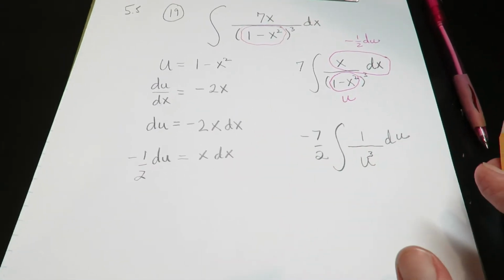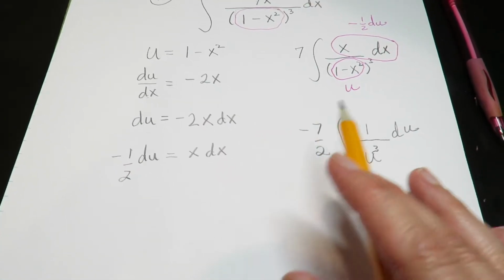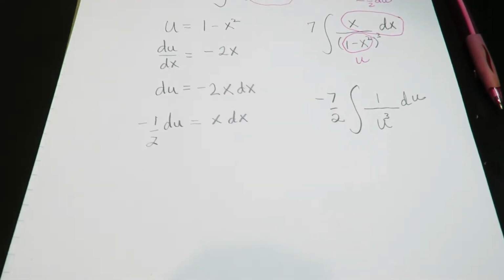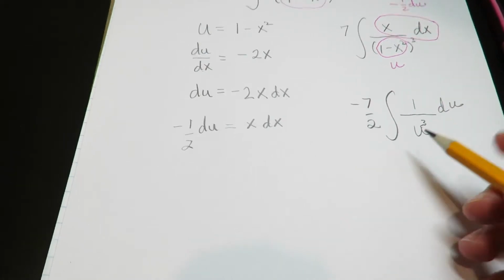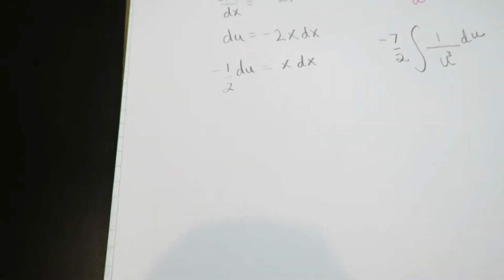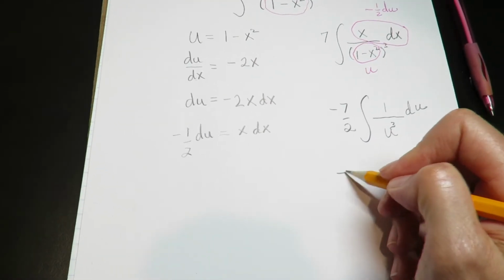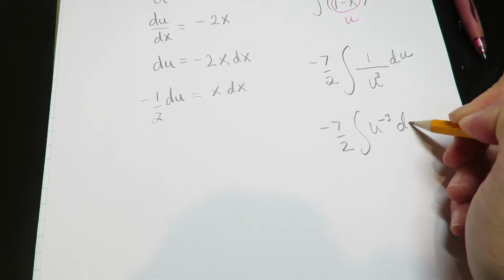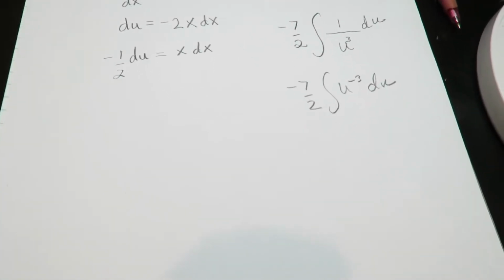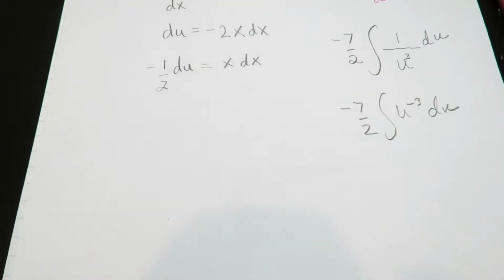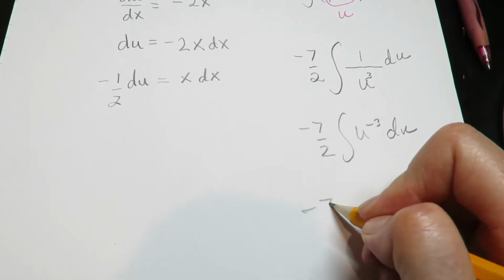Now don't forget at the very end, when you get everything in terms of u, sorry, I have a little annoying fly here. Don't forget that when you get everything in terms of u, you still have to integrate. So I'm going to rewrite this as negative 7/2 u to the negative 3 du. Remember, when you use the power rule for integration, you've got to bring it up to the numerator. So now I'll integrate this.